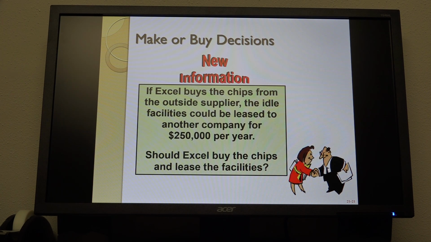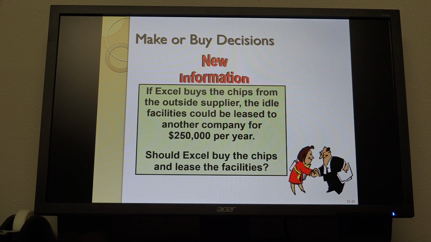All right, so $250,000 is certainly relevant. That's incremental revenue to them. What is the incremental cost to them if they buy? Well, it's going to be the difference in buying 20,000 units at $25 versus making those units at $15.